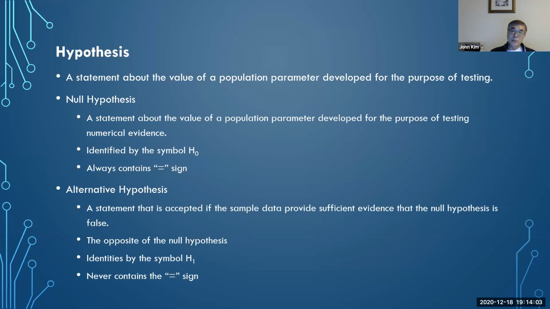Okay, hypothesis, there are two types, null hypothesis and alternative hypothesis. Null hypothesis is about the population, and the symbol is H0, and it always includes the equal sign. Alternative hypothesis is the opposite side of the null hypothesis, identified by H1, and it never contains the equal sign.